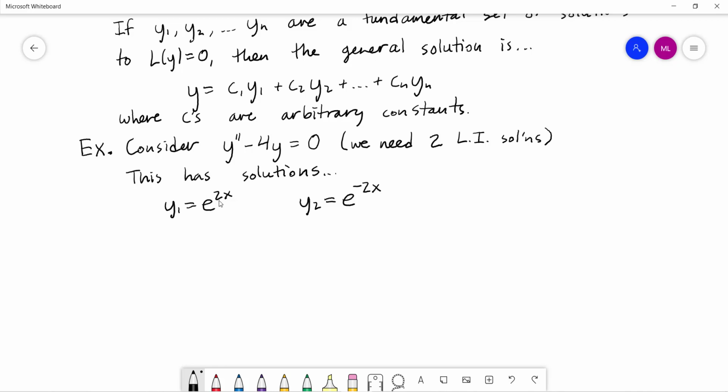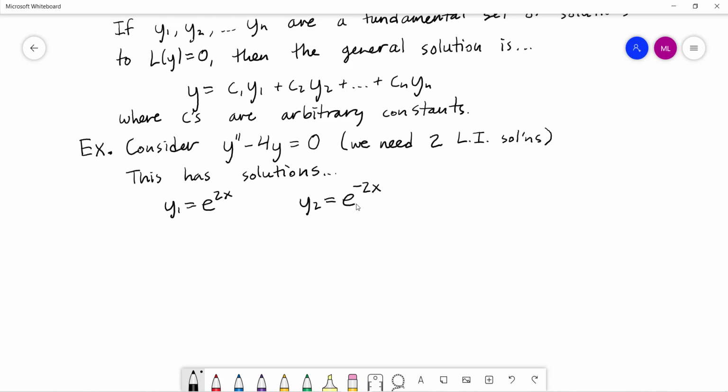What's the second derivative of e to the 2x? Well, when I take the first derivative, I'll get e to the 2x with a factor of 2 pulled out. And when I take the derivative of that, I'll get e to the 2x with another factor of 2 pulled out, for a total of 4e to the 2x. And we'd plug that in here. We'd get 4e to the 2x minus 4e to the 2x, which is 0.